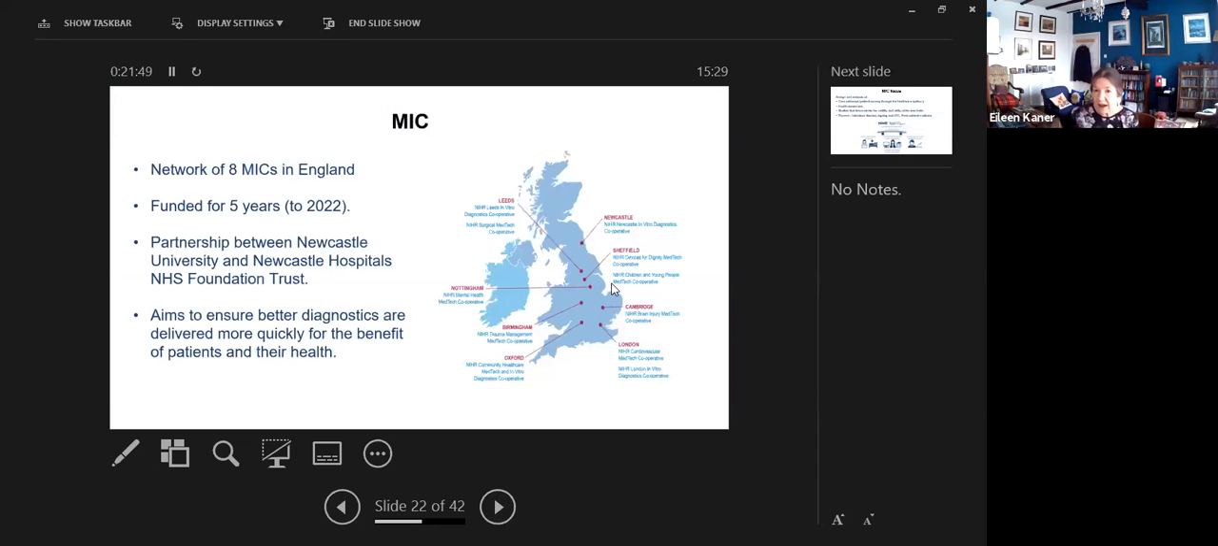And I think there's a bit of a theme arising for the National Institute for Health Research. There's a network of MICs around England. There's 8 of these. All of these 8 were funded by NIHR till 2022 in the current round, and they are linking universities with hospitals and trying to make sure that we can diagnose things quickly and safely and accurately.